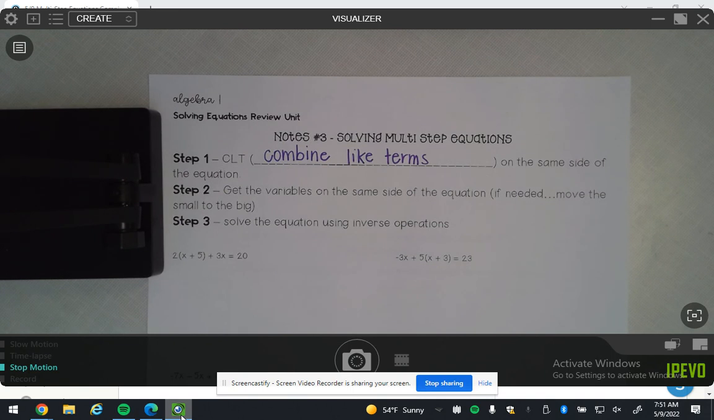Why would you say common if they're like terms? I don't know. Gimp, you just stay over there.